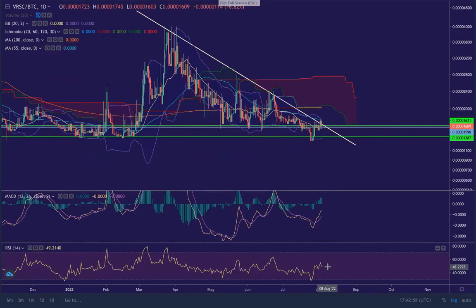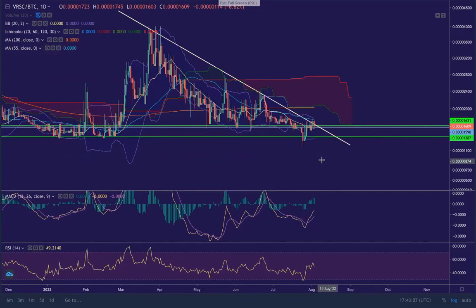And also you want the RSI to stay above 50, otherwise you can get a turnaround and get a bit of bearishness over the coming days. So we'll see what happens here with the Verus price chart.